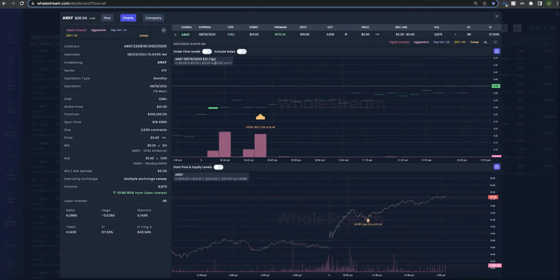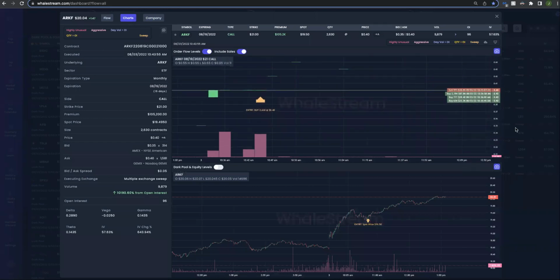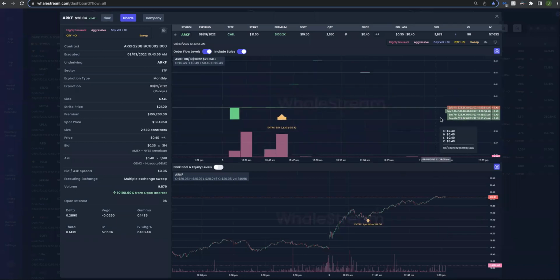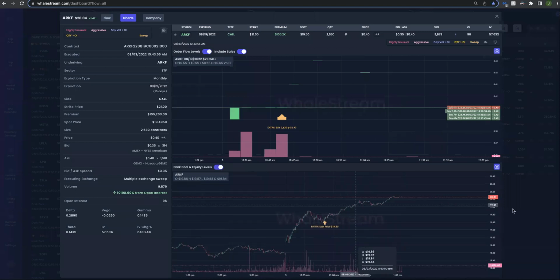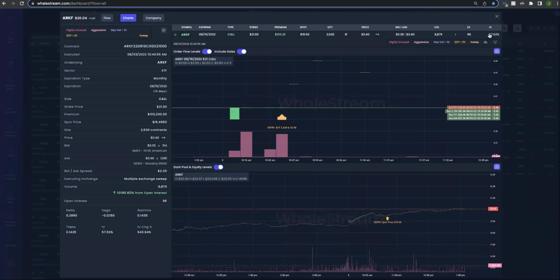You could also flip on these buttons and you can kind of see where whales have bought and sold. These all happen to be at the 40-cent mark, but you could see other orders where they were executed. And over here, you can see dark pool levels, which there don't appear to be any.